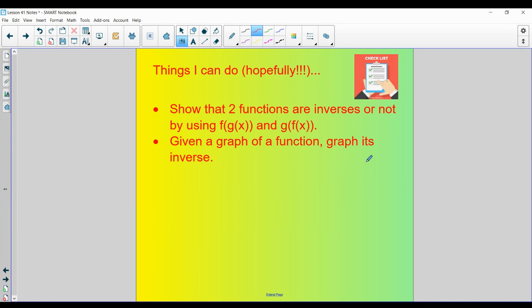So the things that you should hopefully be able to do is show that two functions are inverses or not by doing the compositions, and then given the graph, be able to graph its inverse. So that's lesson 41. Let me know if you have any questions.